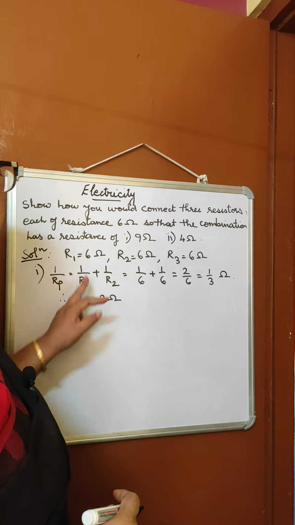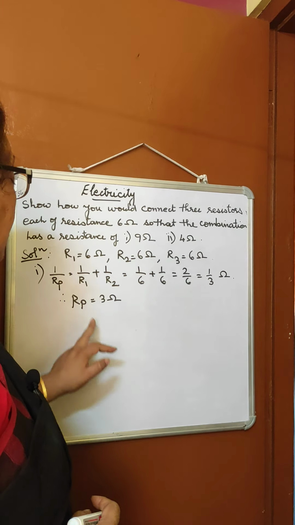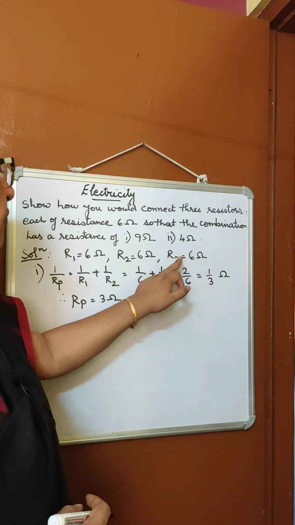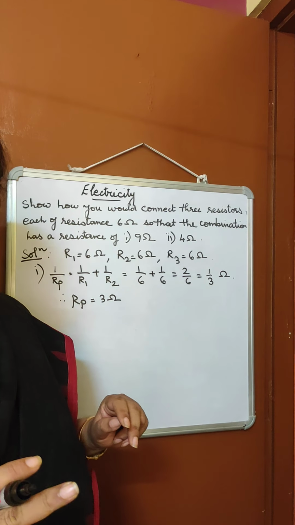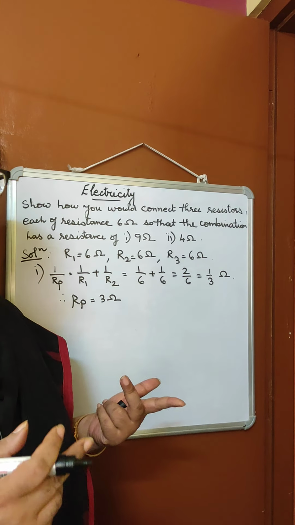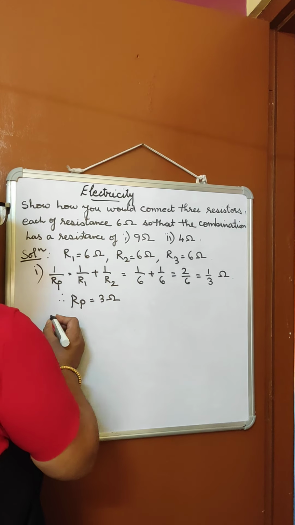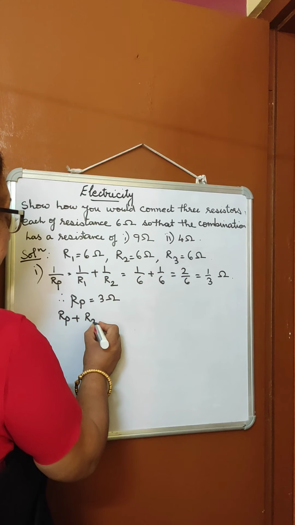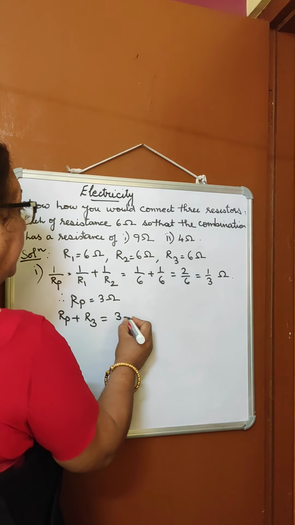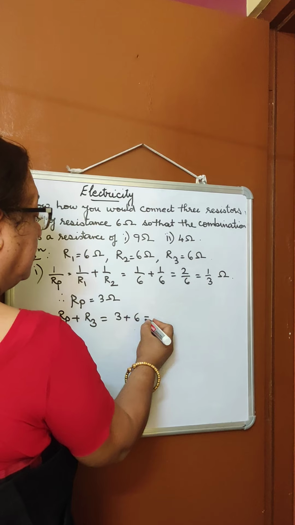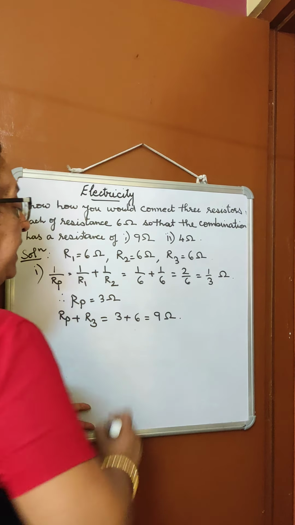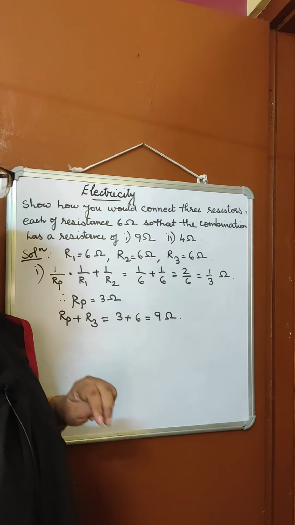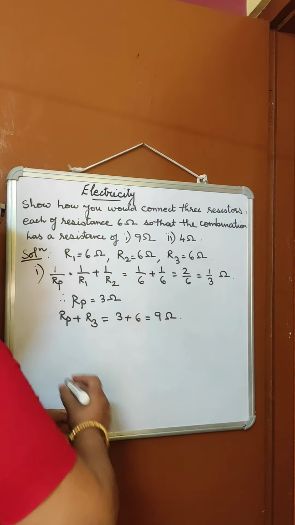Now you have connected R1 and R2 and you got the equivalent resistance as 3 ohm. Now with this, if we connect the third one in series, will you get 9 ohms? Yes. So next is Rp plus R3. Rp is 3, R3 is 6, so total you get 9 ohms. Okay, so we got the first part. Now let us try for the second one.